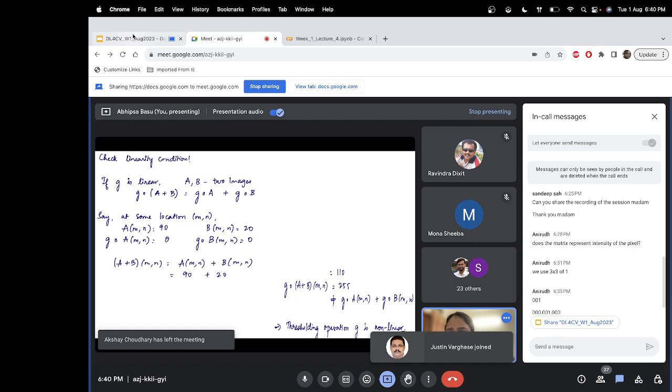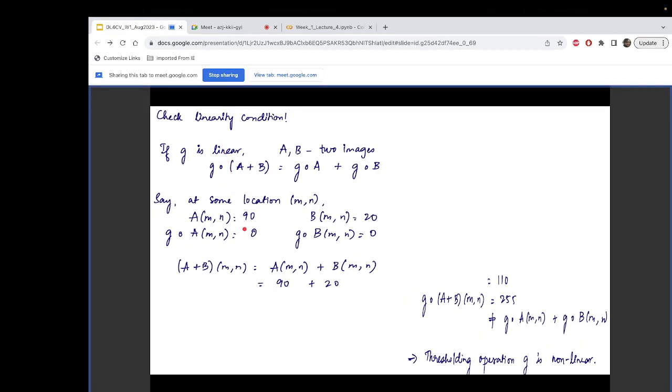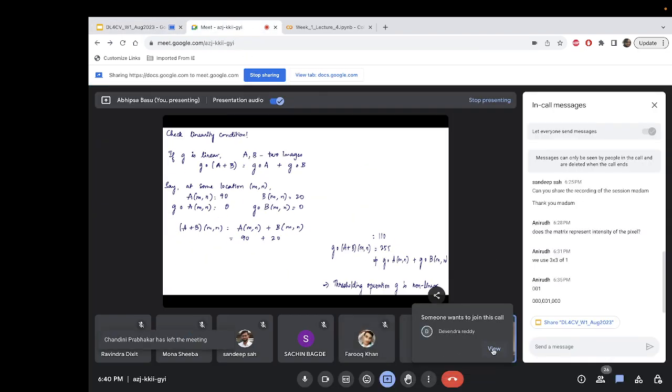Now say at a certain location, A of m, n is 90, B of m, n is 20. So 90 is close to the 100 that we had talked about, and 20 is close to 0. Now, what is G of A comma n? It's 90 because it's less than 100.